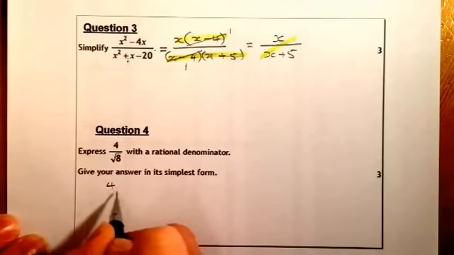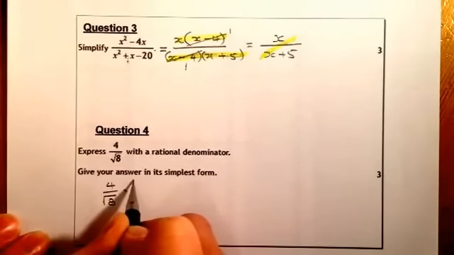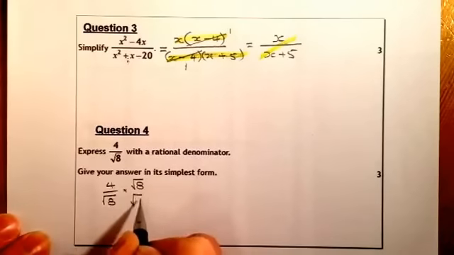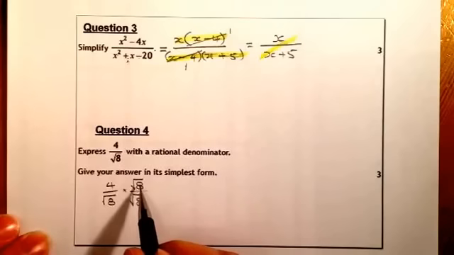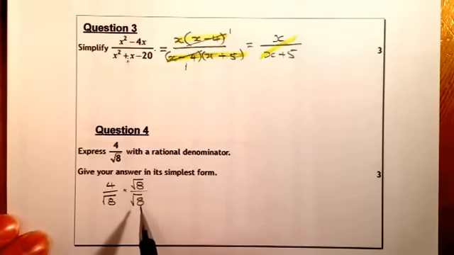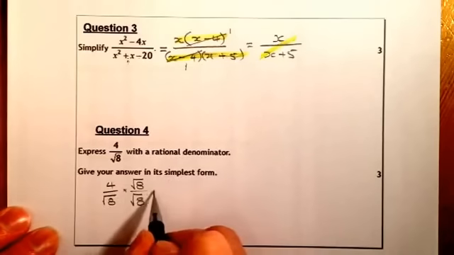So the way I'm going to do that is whatever root I see on the bottom, I'm going to multiply the top and the bottom by that root. What I'm doing there is I'm really multiplying by root 8 over root 8, which really just equals 1. So it doesn't really change it, although it looks different. Right, so let's work this out.